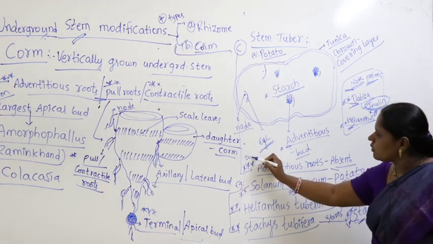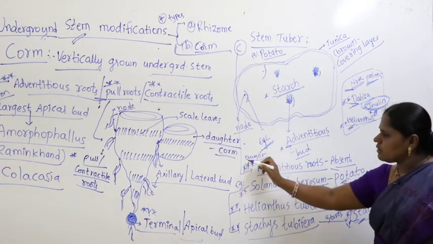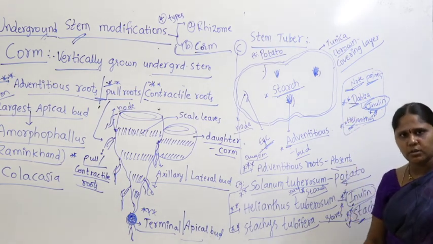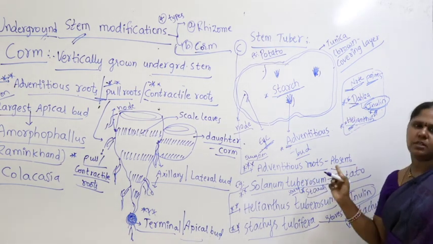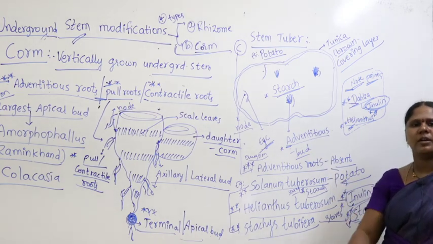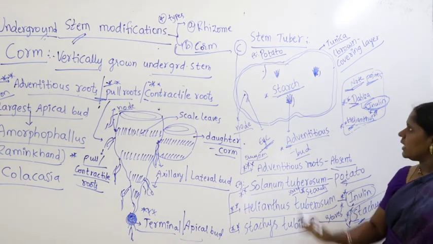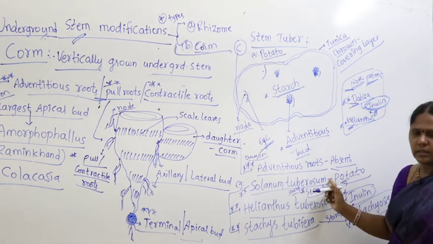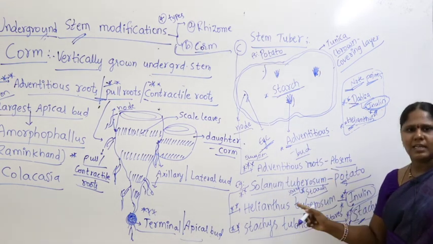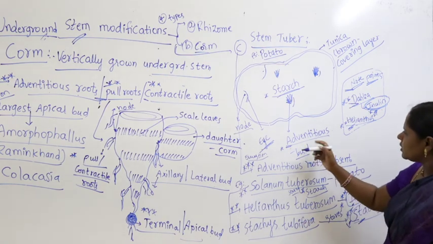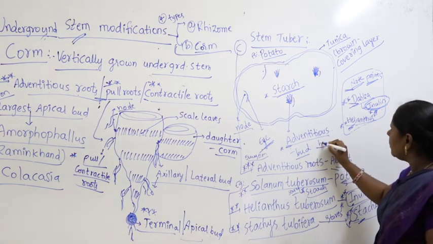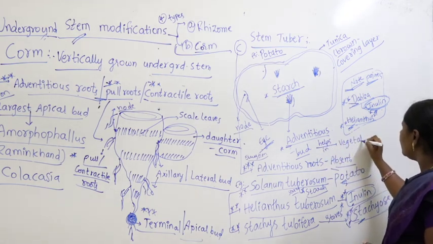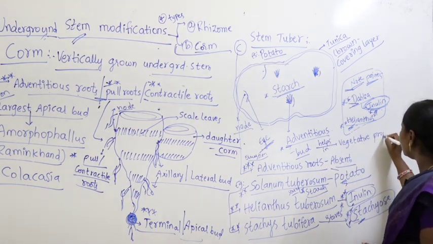This is a very important question. What is the question? In which underground stem modification are adventitious roots absent? Because in the remaining ones adventitious roots are present. Only in the case of stem tuber adventitious roots are absent. Then you have to choose that example. This adventitious bud helps in vegetative propagation.